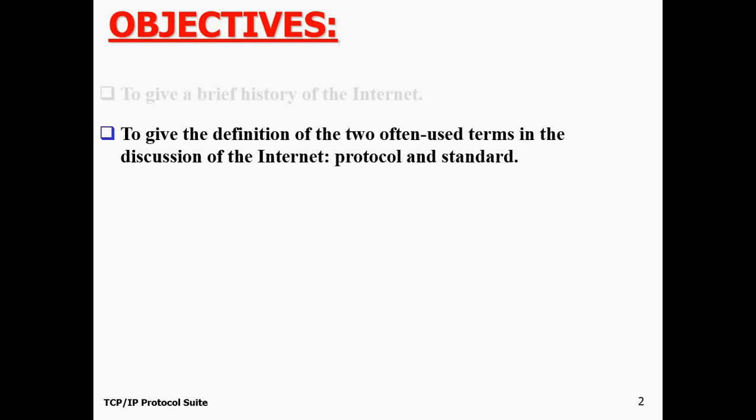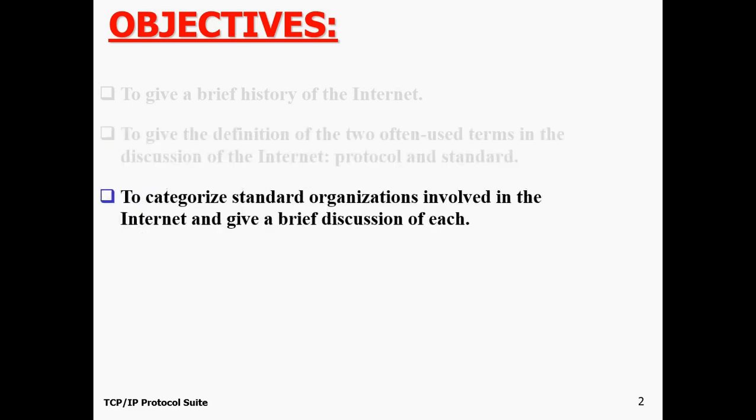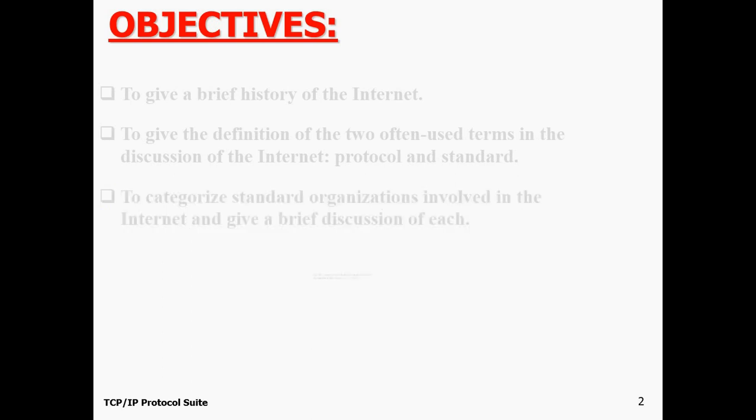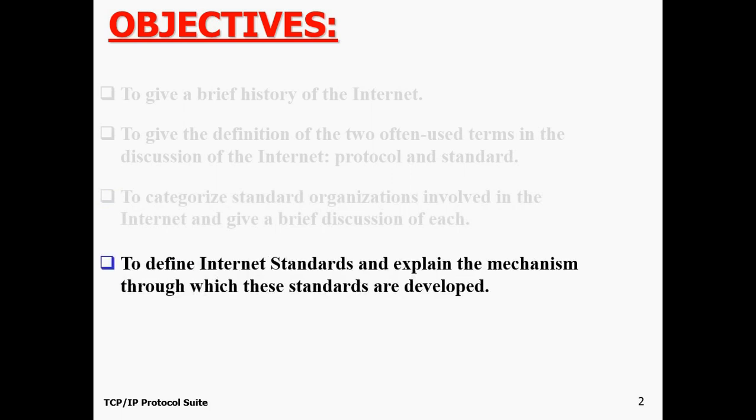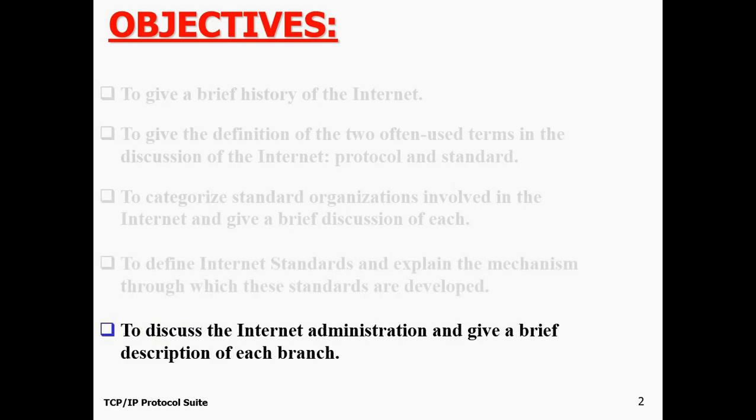To give the definitions of two often used terms in the discussion of the internet, that is protocols and standards. So we'll go through the definitions of protocols and standards. Now, to categorize the standard organizations involved in the internet and give a brief discussion of each. So we'll categorize the different standard organizations, that is 802.11, 802.5, this type of categorization and standardization of the internet. To define the internet standards and explain the mechanism through which the standards are developed. So we'll deal with the different internet standards, for example Wi-Fi, which is 802.11. This kind of thing is the standardization in the internet. So we'll explain that. To discuss the internet administration and give a brief description of each branch.